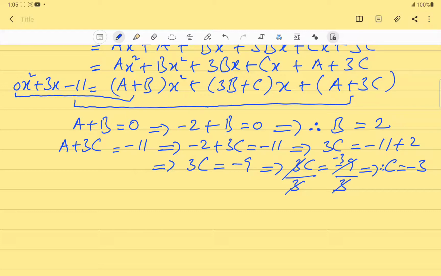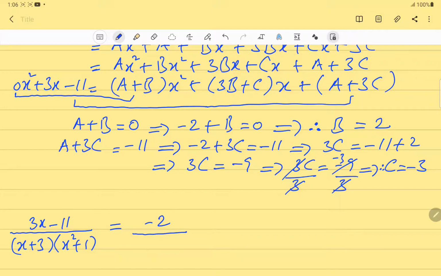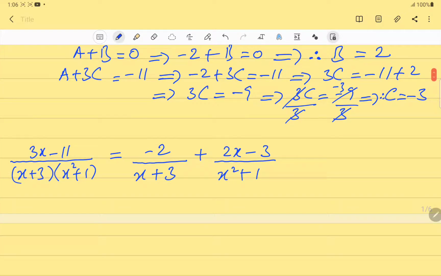Now we have all the three values of constants a, b and c, so we can write the partial fractions of the given algebraic fraction. (3x - 11) over (x + 3)(x^2 + 1) is equal to minus 2 over (x + 3) plus (2x - 3) over (x^2 + 1), which is the answer of this question.